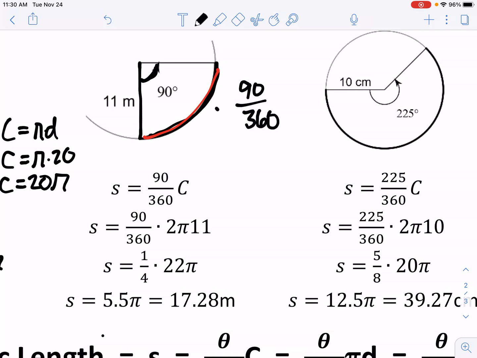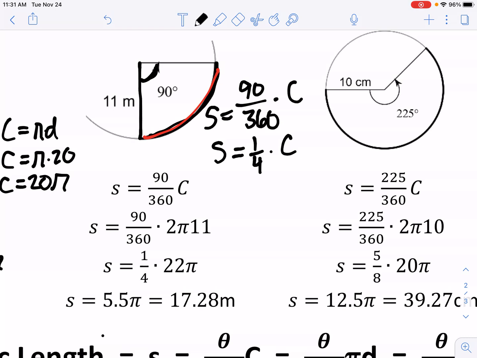Okay, so to find our arc length here, we're going to take 90 over 360, that fractional part that we're looking at, multiplied by the circumference. Okay, well, in this case, that turns out that we're really looking at, if we reduce it down, a fourth of the circle times our circumference, which makes sense. Okay, if we look at the full 360 to find the circumference, and we're only looking at 1/4 of the circle, then the arc length would be a fourth of the entire circumference. Okay, so that's kind of where this comes into play.